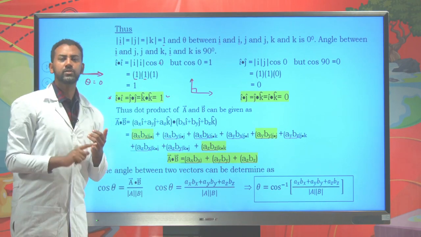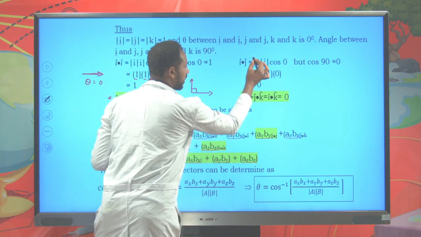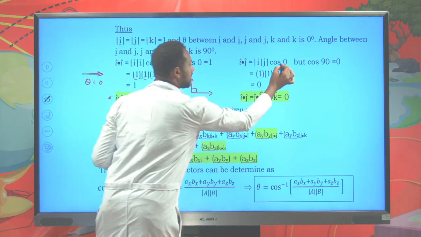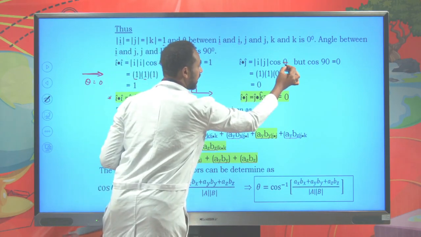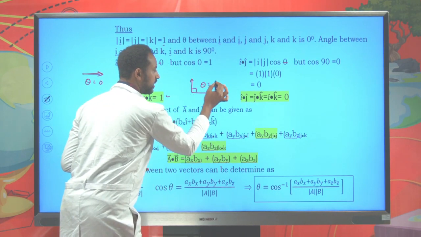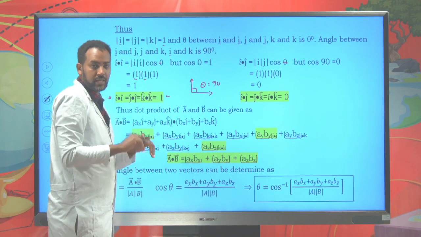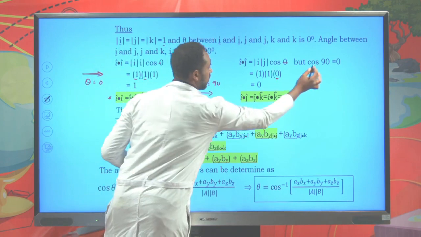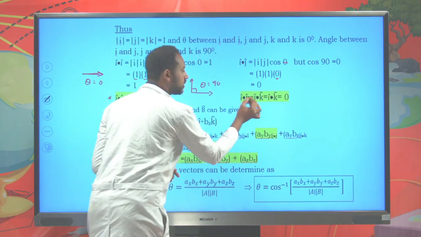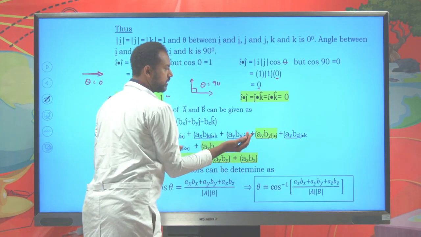But if we are trying to dot i with j, the magnitude of i is unity, the magnitude of j is also unity. But the angle between them, theta, is 90 degrees. And in mathematics, you know that cosine of 90 degrees gives us 0. Therefore, i dotted with j gives us 0. i dot j gives you 0.